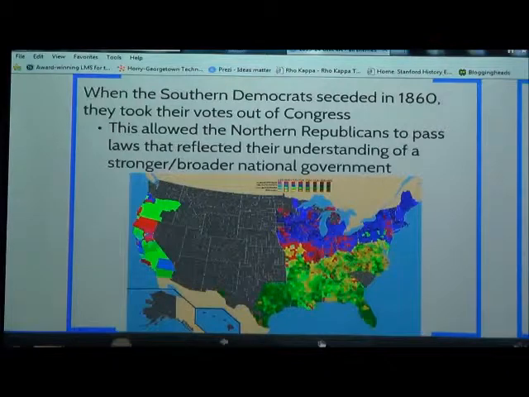Remember that when the Southern Democrats seceded in 1860, they took their votes away from Congress. Ironically, that gave Lincoln more power, but also remember that now Northern Republicans can pass laws that reflected Northern desires. Because Northern Republicans had a stronger understanding of trying to create a broader, stronger national marketplace and a broader, stronger national government, those Northern Congress members started passing laws which favored a strong federal government.